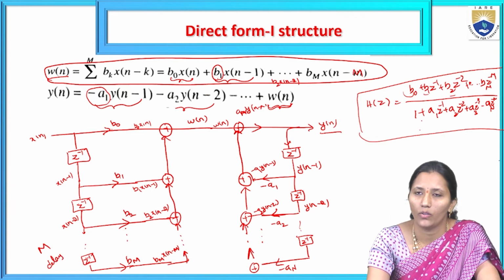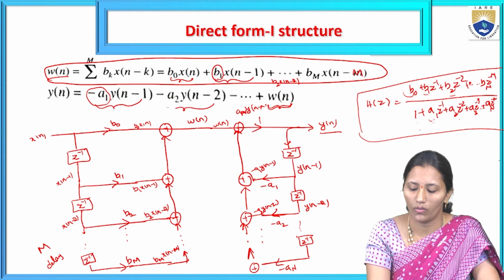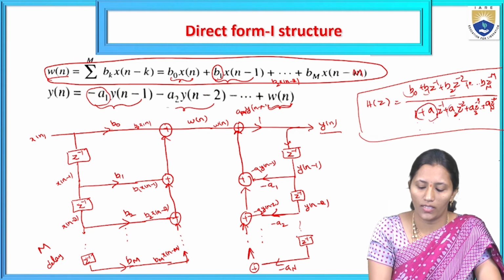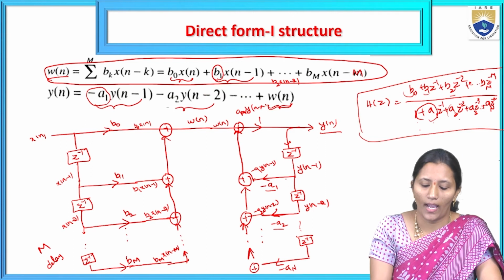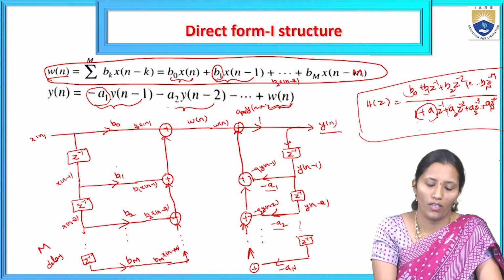For the denominator, the first term is 1, and then a1, a2, a3 up to an z power minus n in the transfer function. Whatever the coefficients are there, we have to write the opposite sign here: minus a1, minus a2, minus a3. The arrow mark, if we observe the loop, will be in the anti-clockwise direction.